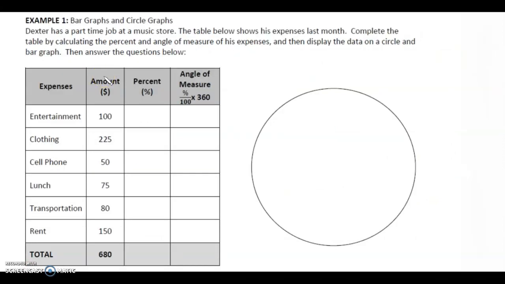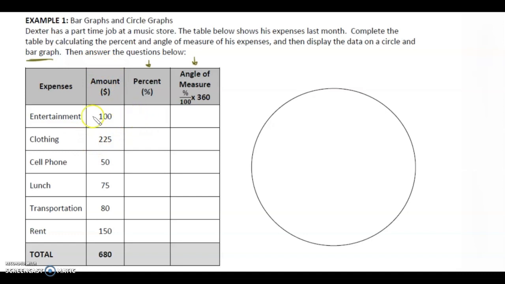Example 1, bar graphs and circle graphs. Dexter has a part-time job at a music store. The table below shows his expenses last month. Complete the table by calculating the percent and angle. So percent is here, and the angle measure in the circle of his expenses, and then display the data on a circle and bar graph. We're going to do that below. Then answer the questions below.